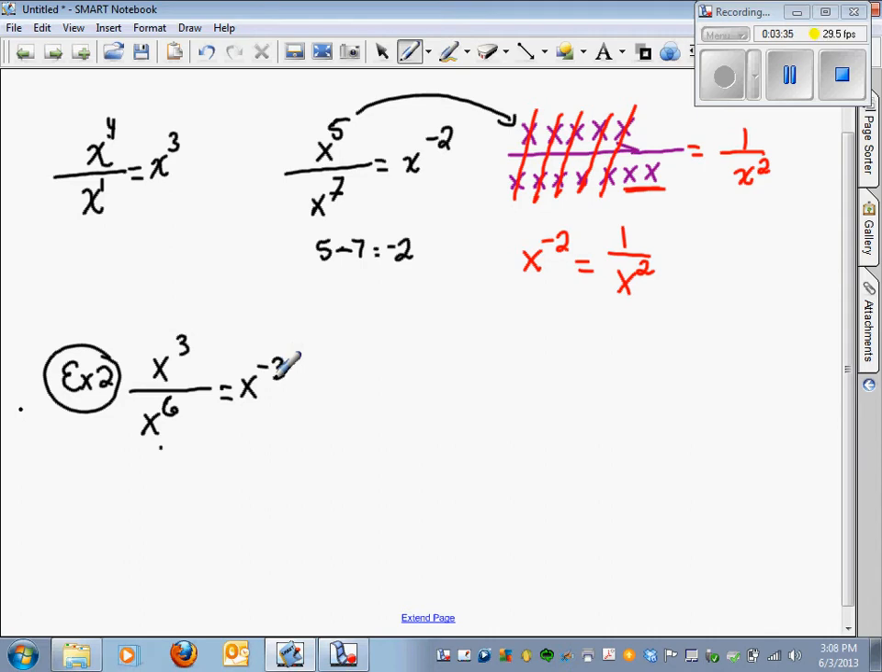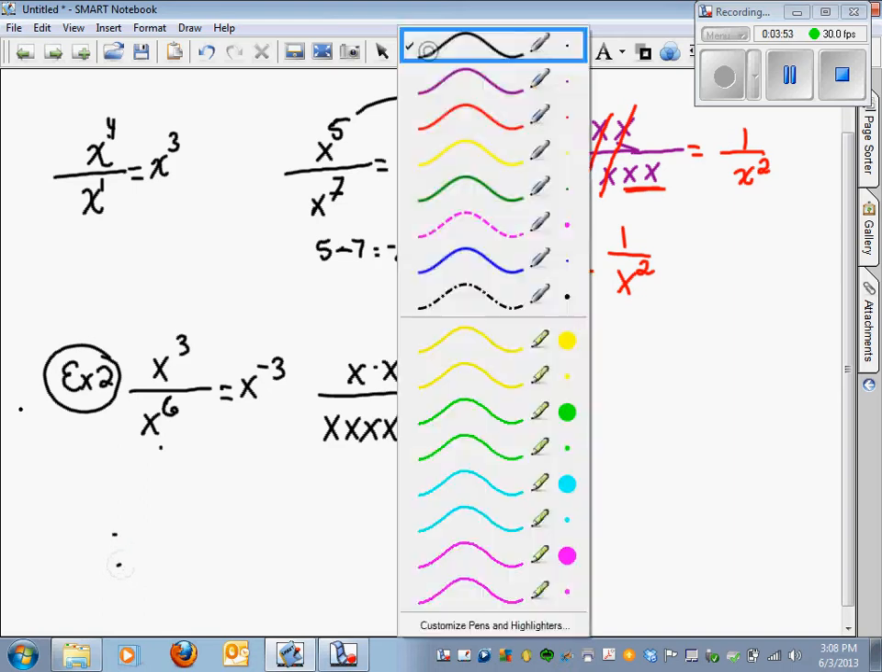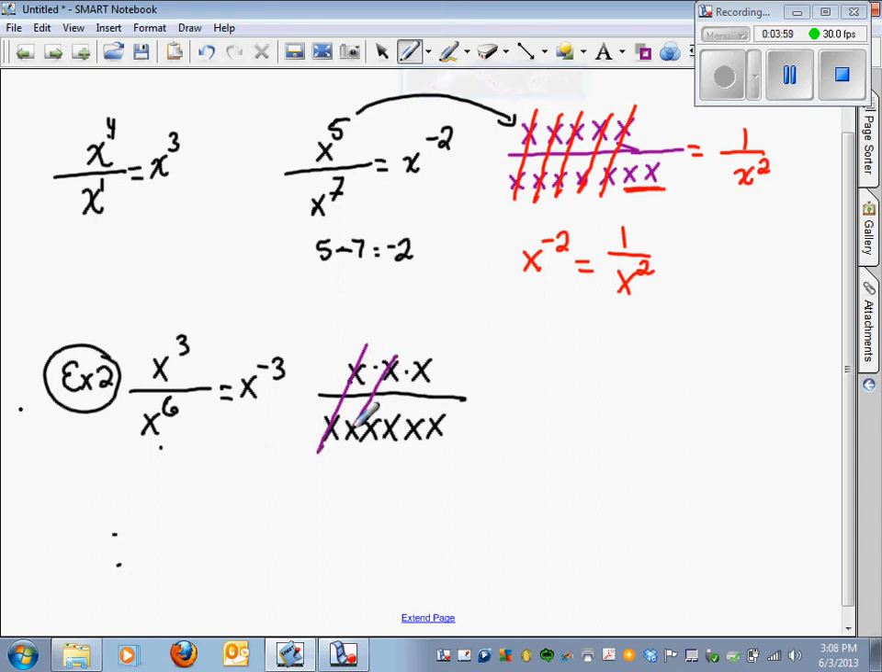If we were to take this same thing and expand it, we would have x times x times x in the numerator, and we would have x times x times x times x times x times x in the denominator. While looking for our common factors to divide out, we have 3 pairs of common factors that divide out, and it leaves us with 1 over x to the third. Now, since these 2 things came from the same initial question, that tells us that x to the negative third has to be equal to 1 over x to the third. And again, these 2 things are what are called reciprocals.